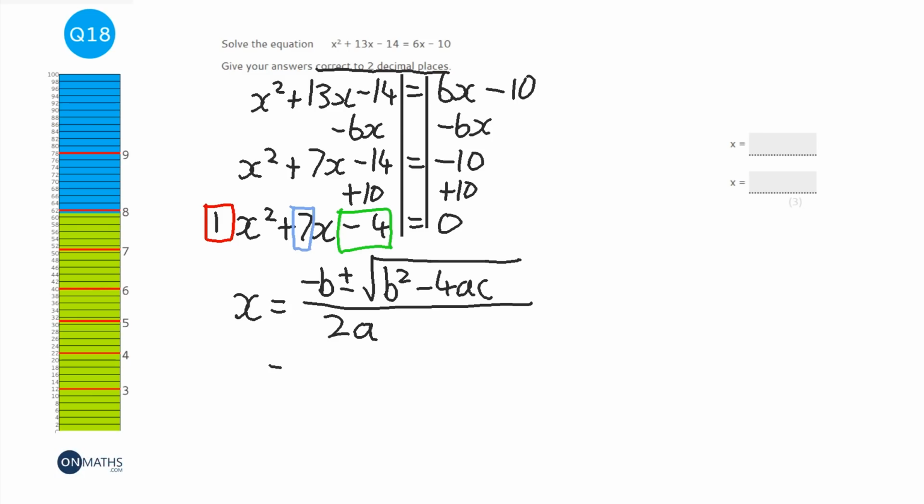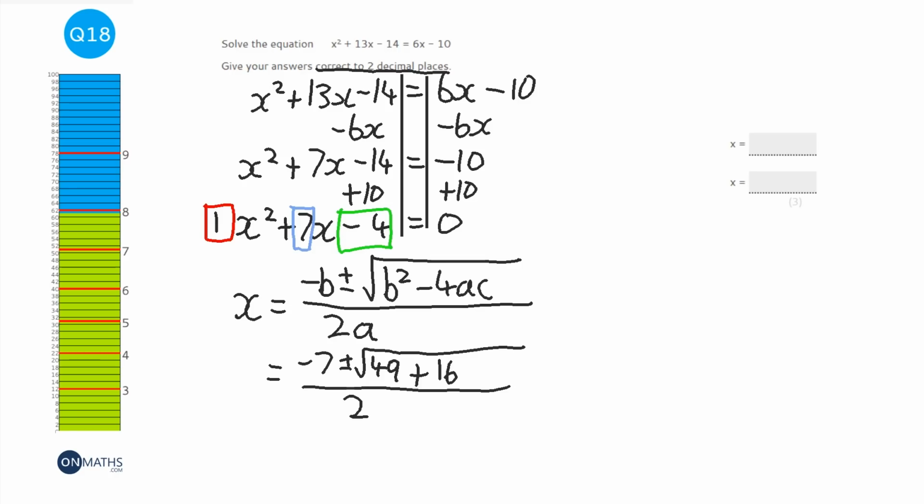So when I substitute it in, b was 7, so it's minus 7 plus minus the square root of b squared, well that's going to be 7 squared, so I know that's going to be 49, so I might as well write 49. Now it's minus 4 times a times c. Now a is just 1, so we can ignore that. Minus 4 times c, which is minus 4. Well, minus 4 times minus 4 is going to be a positive 16, over 2 times 1, which is just 2.